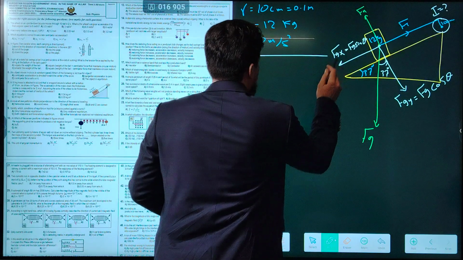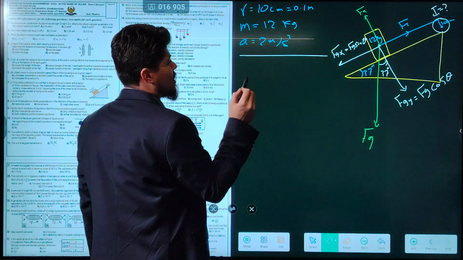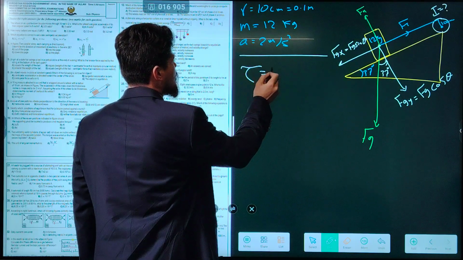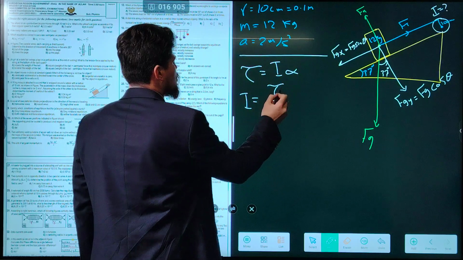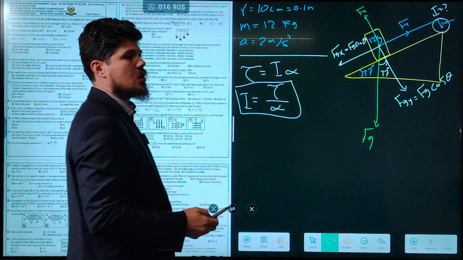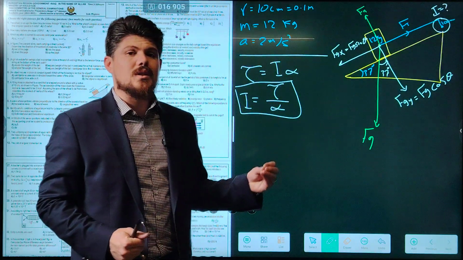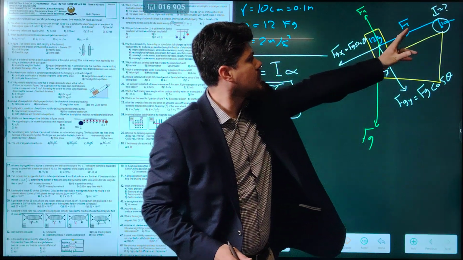Guys, look. You have to make your plan for solving this question. Our plan is Newton's second law for rotational motion. Torque is equal to what? I alpha. So I is equal to torque divided by alpha. Okay. Now, do we have torque? The amount of the torque that is exerted on the wheel, we don't have.